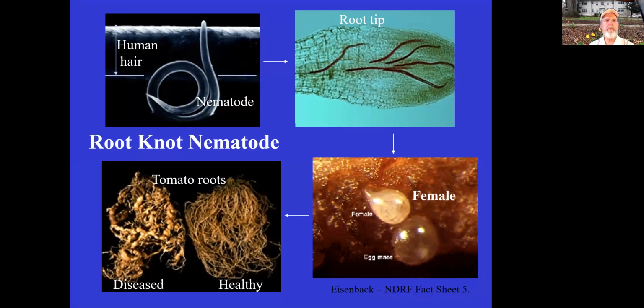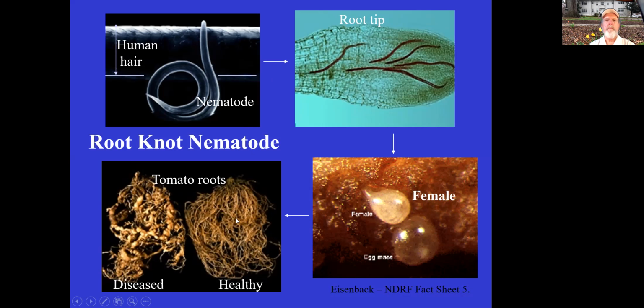Tomatoes, for instance, can get this nematode called the root knot nematode. And it's about the size of a human hair. There's a human hair. So it's very small. And it has a little worm-like structure. It can get inside the roots. And while it's inside the roots, it'll cause the roots to have these knots.